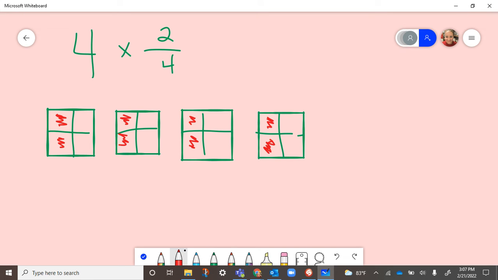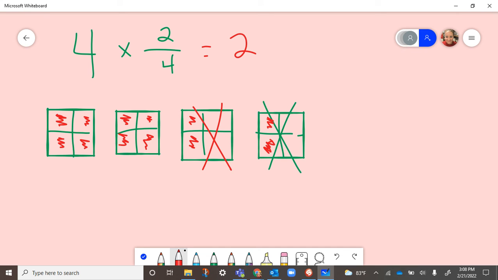So another way that we could do this is, if you're given the model and you see that picture in front of you, you could just kind of put these together. So I'm going to get rid of these 2, and I'm going to take the 2 parts and fill them in here. And then I'm going to get rid of this, and I'm going to take those 2 parts and put them in here. And what I'm left with is 2 wholes.